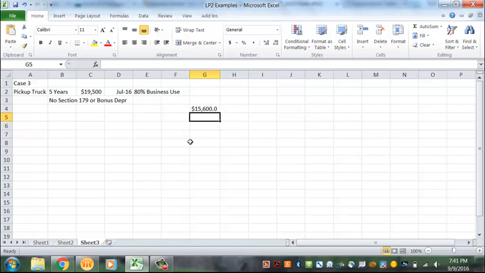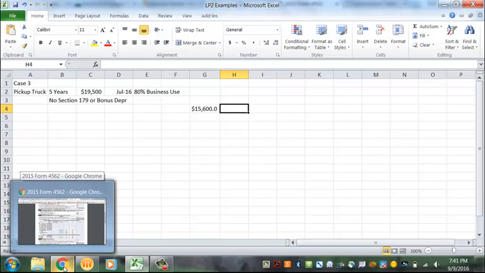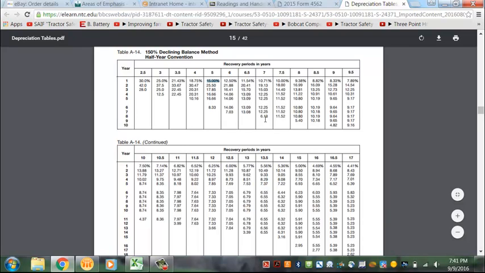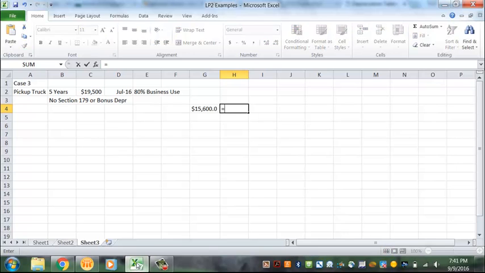So we know that it has a useful life of 5 years. It's in the half-year convention, and we're not taking Section 179 or bonus depreciation on any of it. So we can go right to our depreciation tables and find the 5-year depreciation percentage. Again, that's the 15% using the 150% declining balance method, half-year convention. So we take our property times the 15% and we can see that we have a $2,340 deduction.